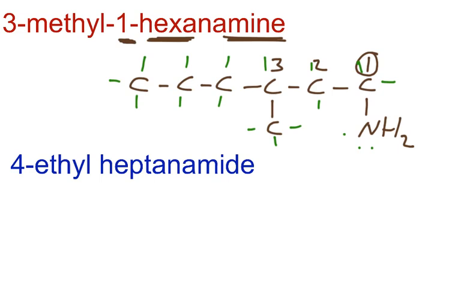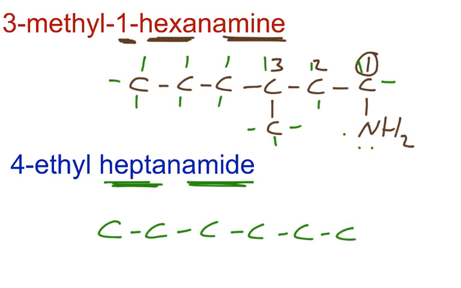Alright, the next one is 4-ethylheptanamide. It's an amide, alright. Hept refers to 7 carbons, and I know from experience that with amides, the functional group will always be at the end. So I'll put my 7 carbons down. 1, 2, 3, 4, 5, 6, 7. An amide group looks like this: double bond O with the NH2, right?